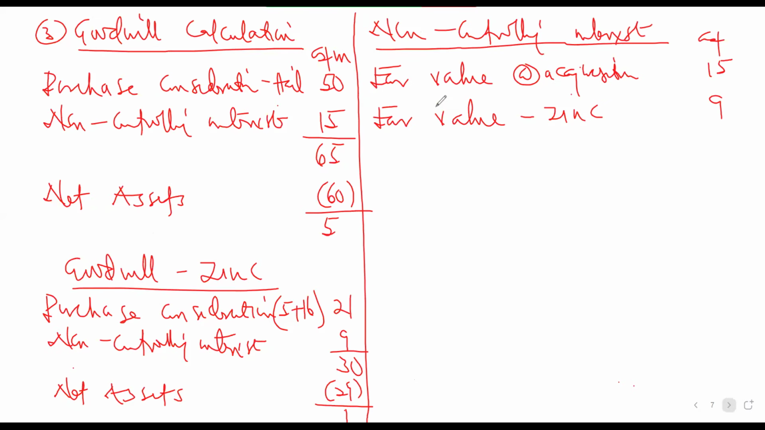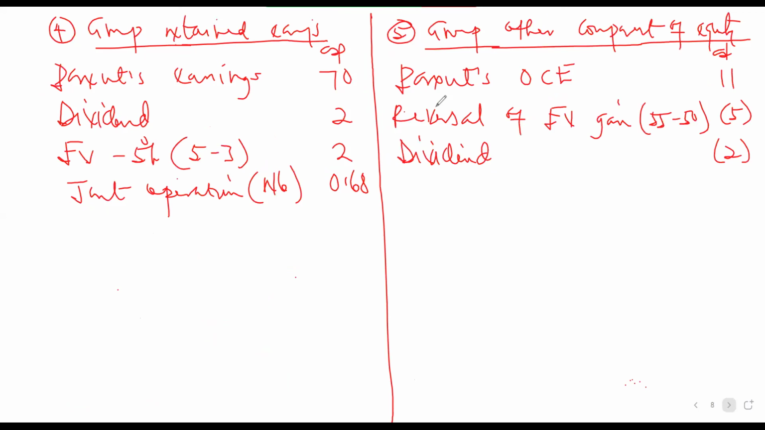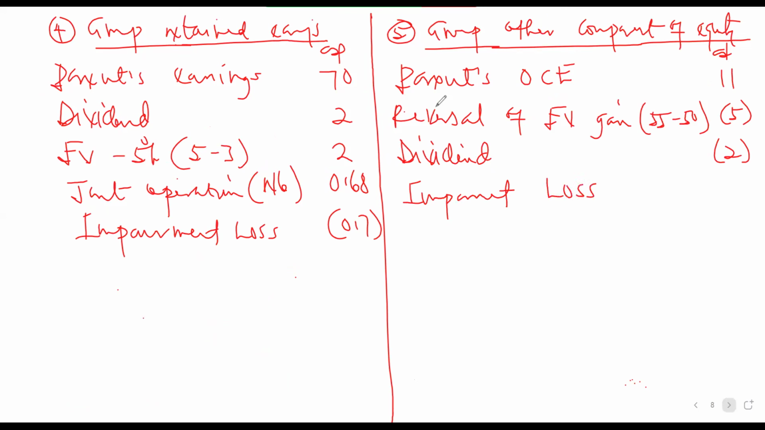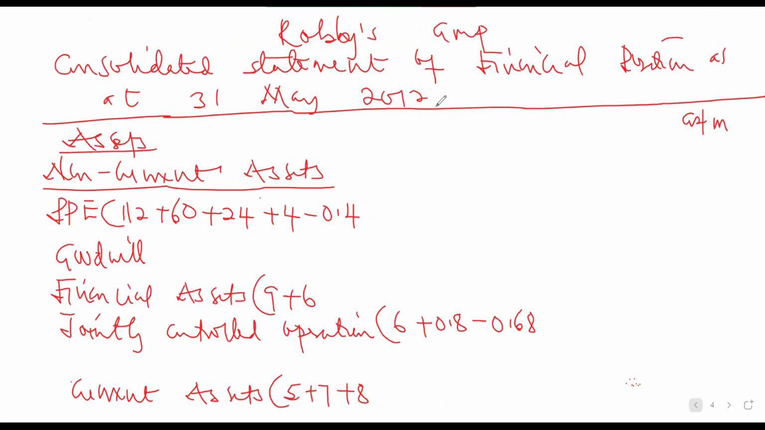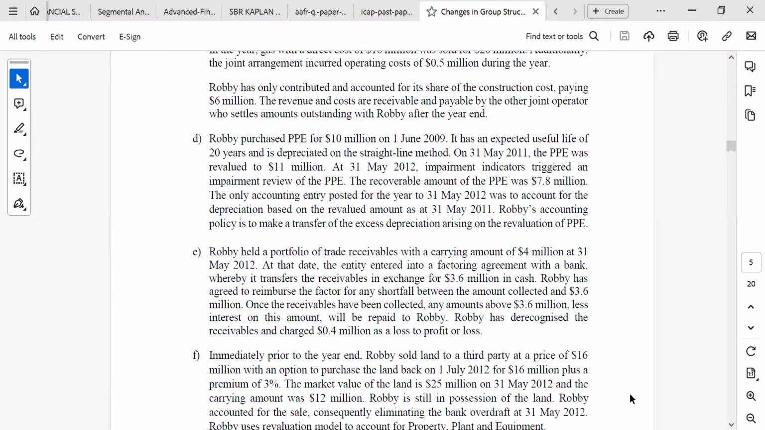So let's come to our group retained earnings. We have the impairment loss, the portion that is coming here. We have the impairment loss of 0.7. That will be coming here. Then we have the impairment loss in the other component of equity, which will be 1.9. Okay, has the impairment been adjusted against the PPE? Based on the information given to us, the impairment has not been accounted for, isn't it?